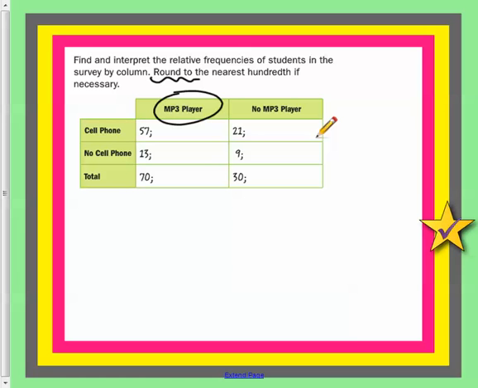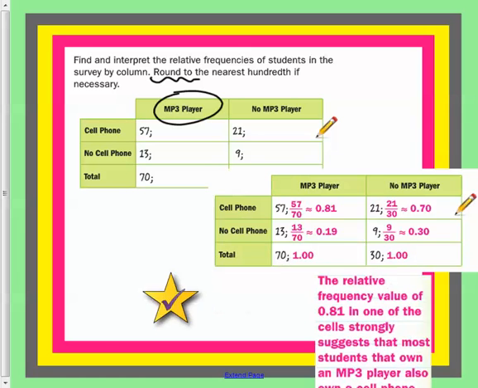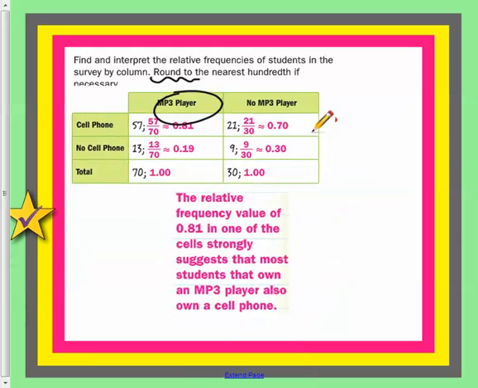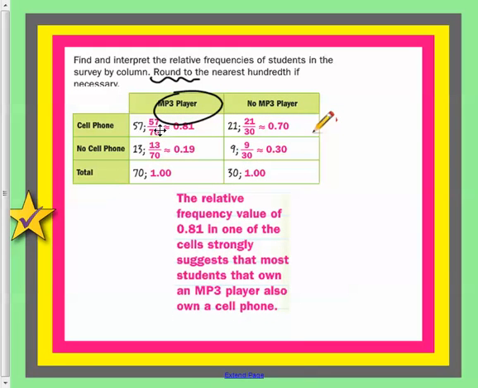Okay, so here's what you would do. So make sure that you've already tried it yourself. You would have your MP3 players out of 70, so 57 out of 70. You would also have your no cell phones out of 70, 13 out of 70. Okay, so these are your MP3 player owners that also own a cell phone and your MP3 player owners that don't own a cell phone.